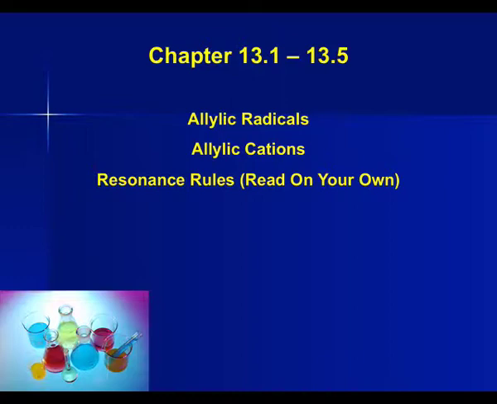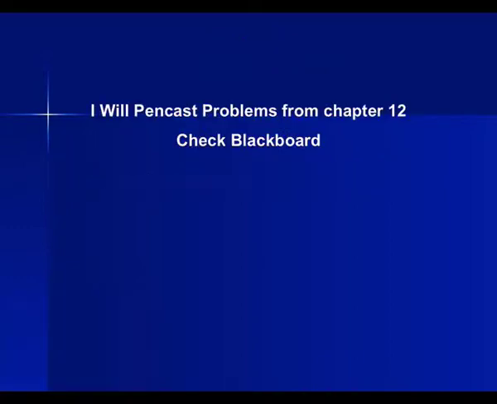So we got to get into chapter 13, where we're going to start talking about conjugated systems. And so today we're going to talk a little bit about allylic radicals, allylic cations, and resonance rules, which you need to read on your own. At this point, you all know your resonance rules fairly well, so I don't need to spend a whole lot of time on it. But on Monday in class, I'm going to give you a little bit of a not-for-credit quiz on resonance. So we'll have some questions that we go through to see how good your resonance rules have stuck with you.